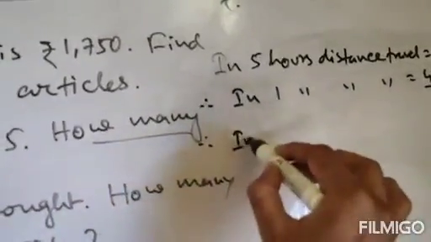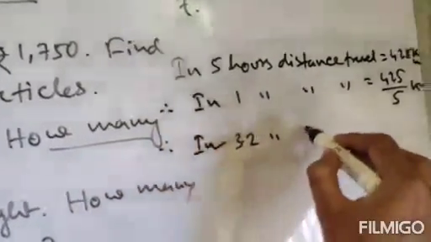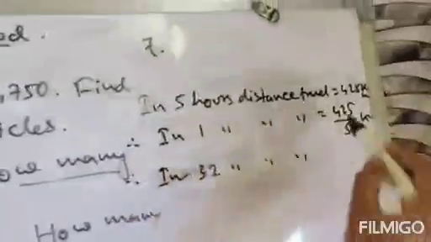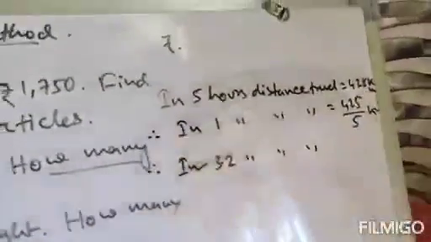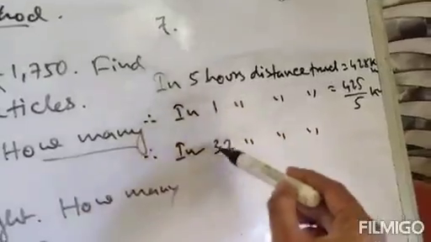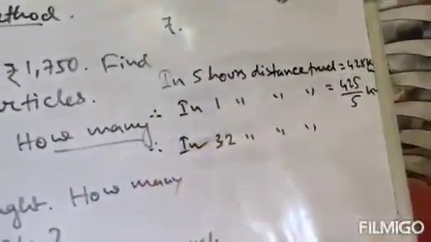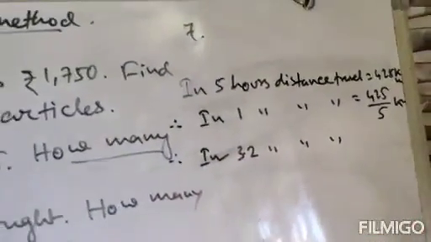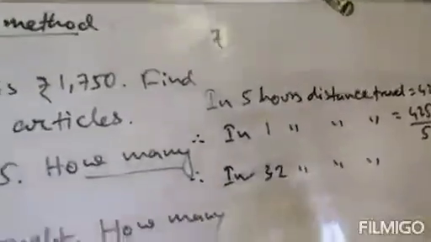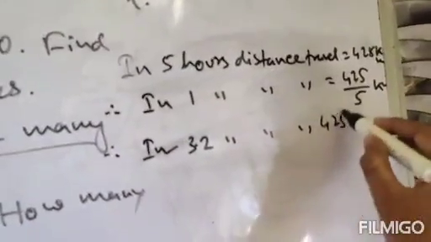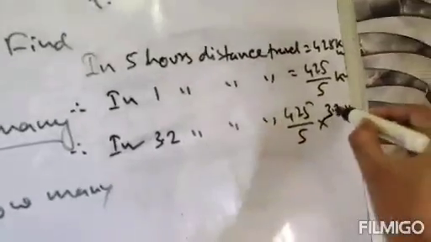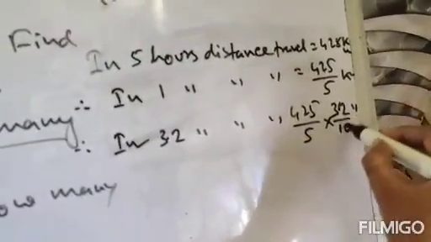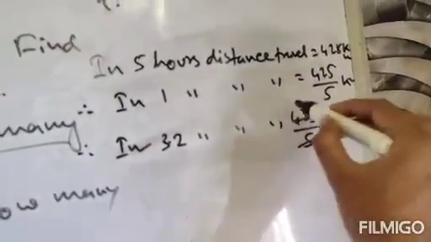Now in 3.2 hours, see, in 1 hour it covers 425 by 5 kilometers, so in 3.2 hours it will cover more than this, because here time increases from 1 hour to 3.2 hours. So if time increases, the distance will also increase. Increase means multiply. So 425 by 5 into 3.2 hours. So omit the decimal, that means by 10. Now reduce.